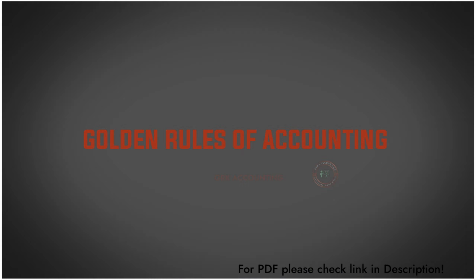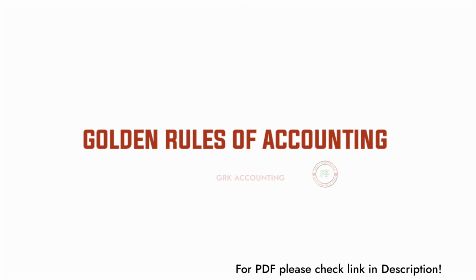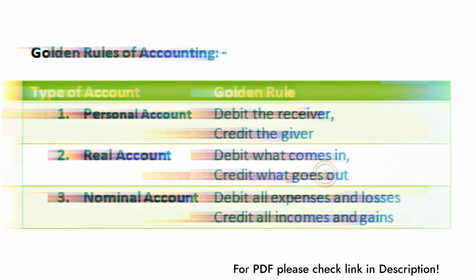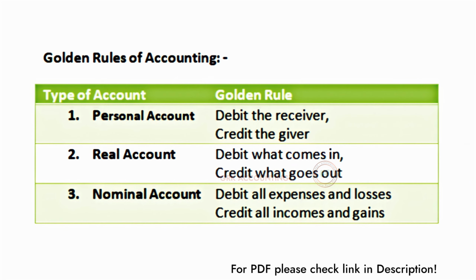Now we go to the golden rules of accounting. As we discussed, there are three types of accounts and the rules will be for the three accounts. First one, personal account: debit the receiver, credit the giver. The next one is real account: debit what comes in, credit what goes out. Third one, nominal account: debit all expenses and losses, credit all incomes and gains.